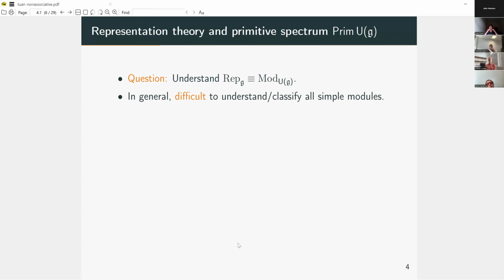But in general, it is difficult to understand or classify all simple modules in this case. For example, take the Lie algebra sl_2. Its universal enveloping algebra is not a simple ring, and its representation theory is really hard to classify or understand fully. So instead, we're going to slightly modify the question in the following way.